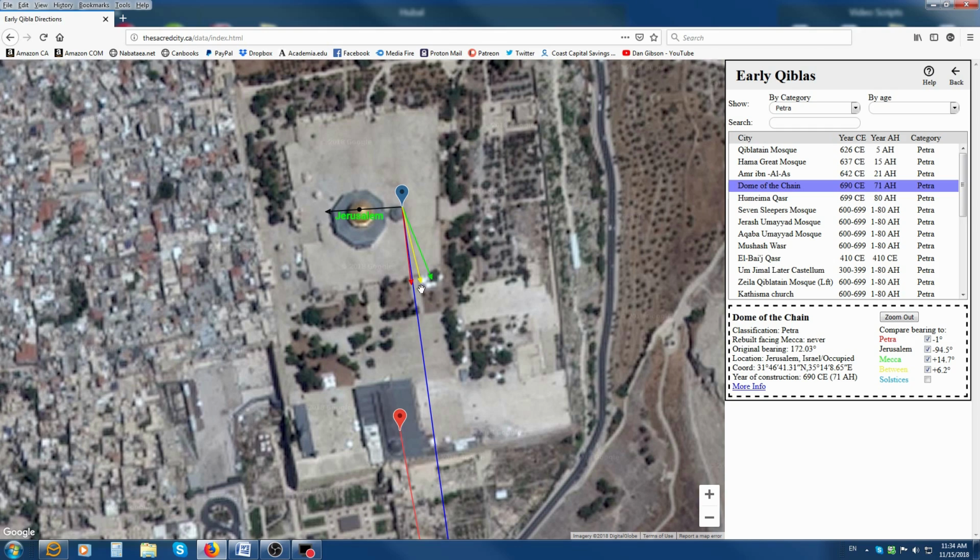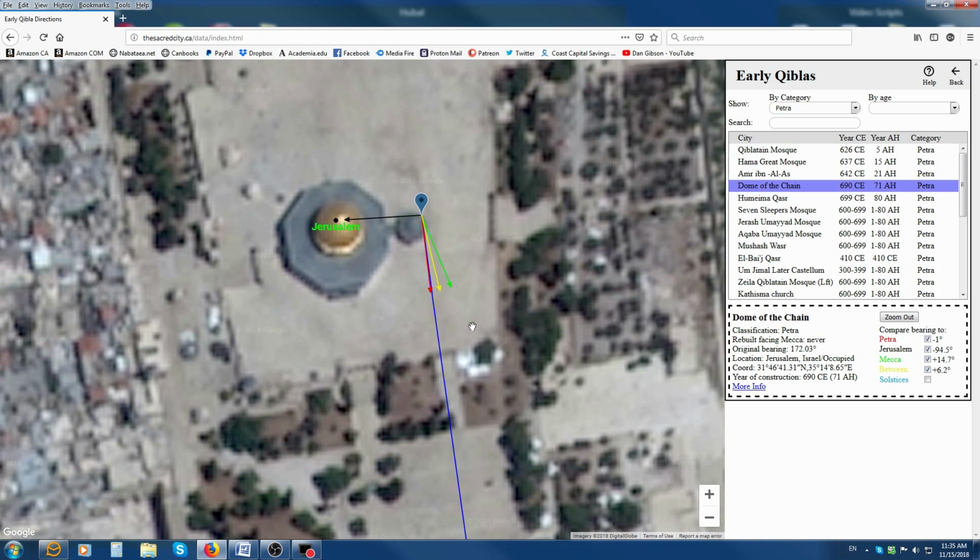The yellow one is the between position, and then the red one is Petra, and you can see this mosque points to Petra. But maybe, because some people have said back in the Middle Ages in the 9th and 10th centuries, Muslims said, well, maybe some of these mosques were pointed at the solstices. So our database includes the solstices.